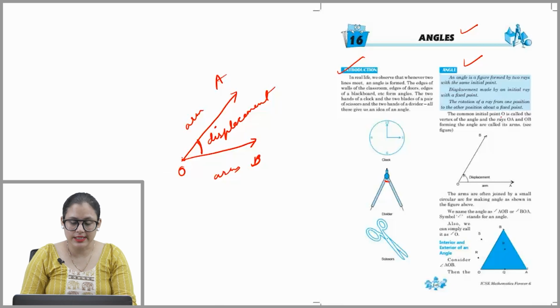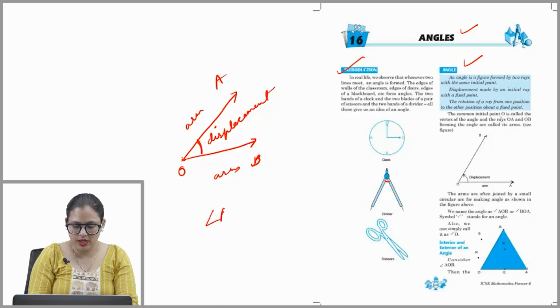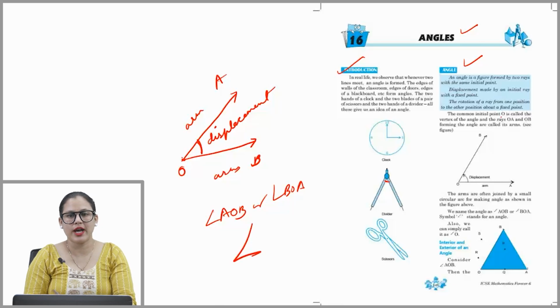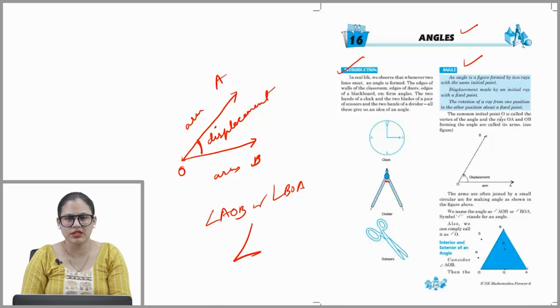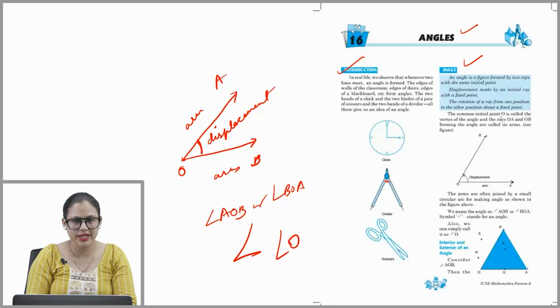So we name the angles as, you can write angle AOB or angle BOA, okay? And this is the symbol for angle. Also, we can simply call it angle O, right?